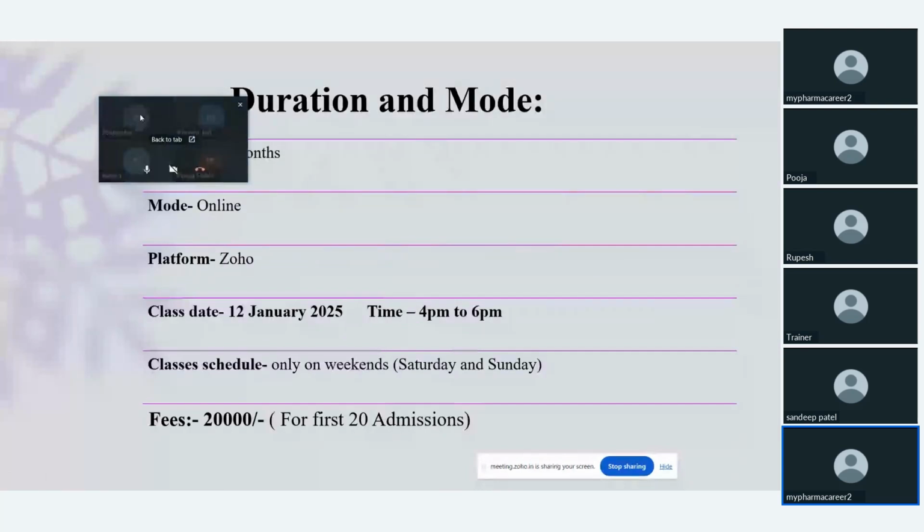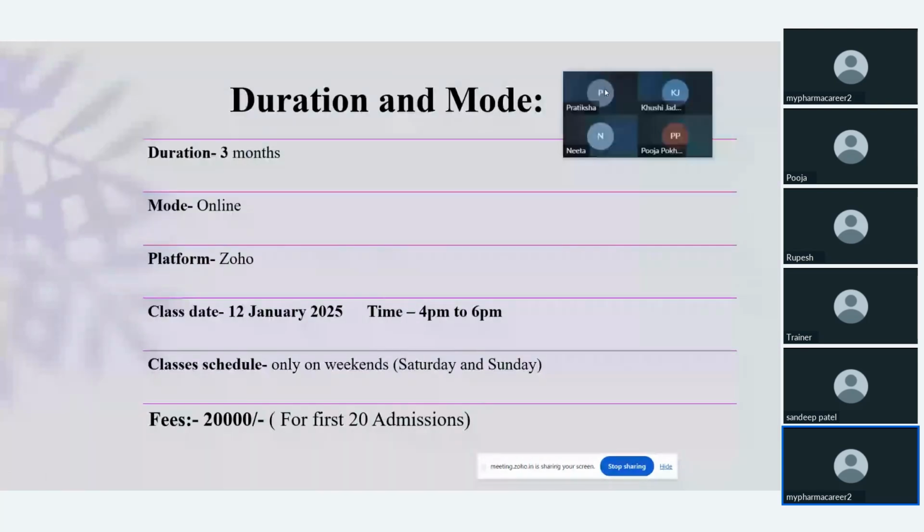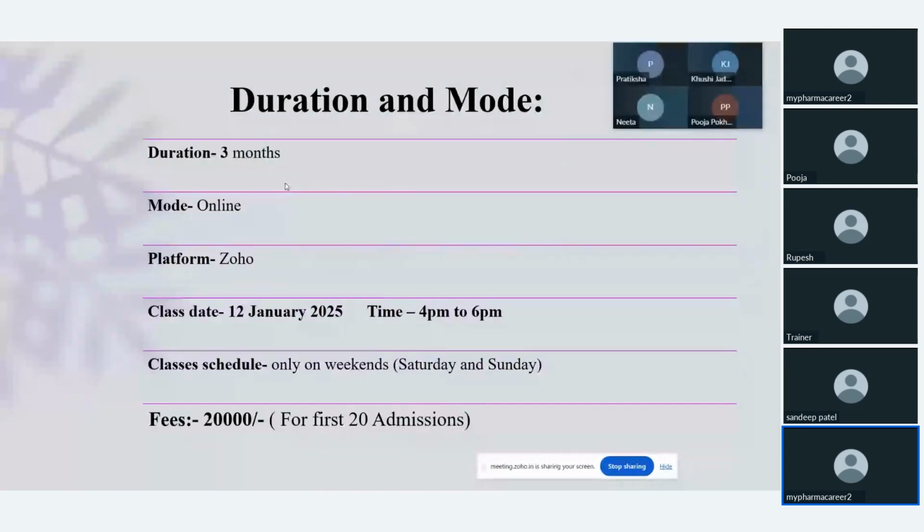Now, the duration of this course. The duration of this course is 3 months, the mode is online, the platform is Zoho, and classes will start from 12 January 2025. The timing for the classes is evening 4 p.m. to 6 p.m. Classes are scheduled only on weekends, Saturday and Sunday. And the fee for this course is 20,000 for the first 20 admissions. So moving to the next slide.